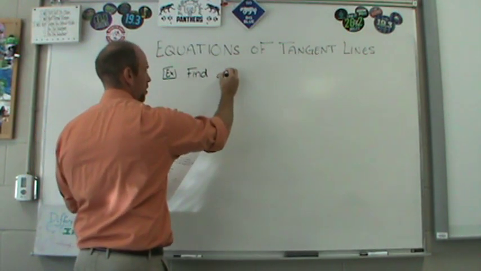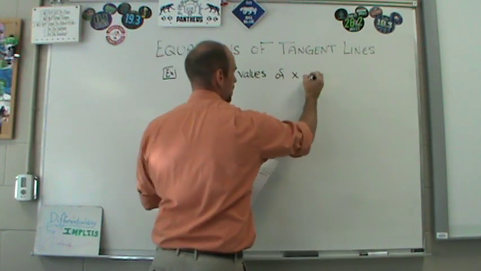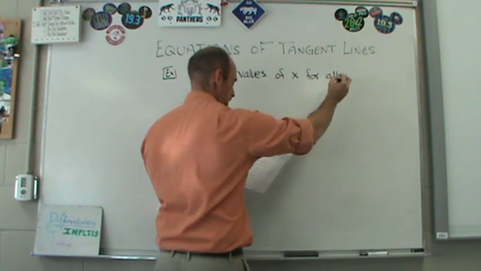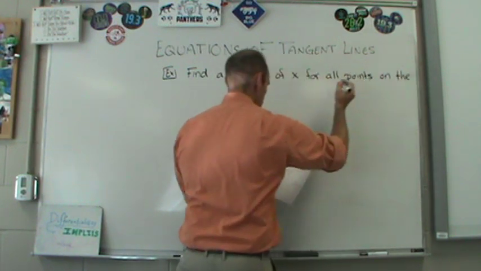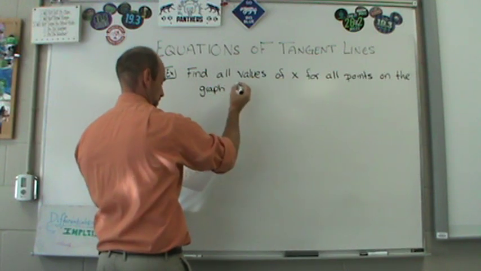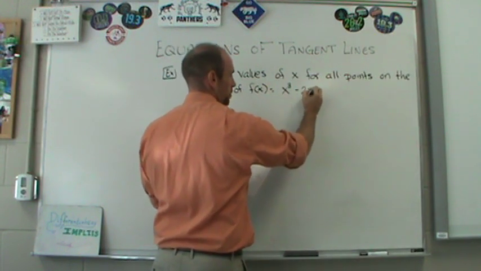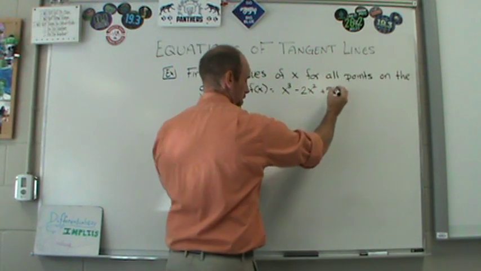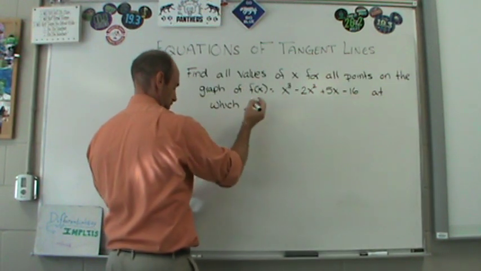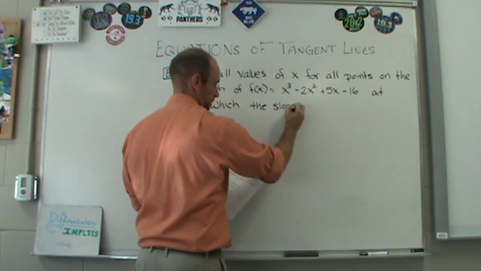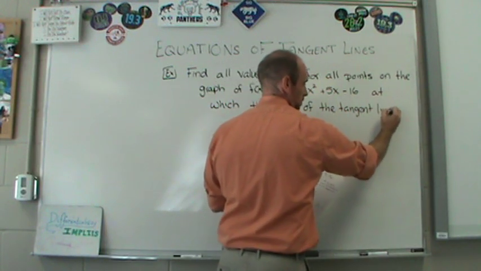Find all values of x for all points on the graph of f of x equals x cubed minus 2x squared plus 5x minus 16, at which the slope of the tangent line is 4.